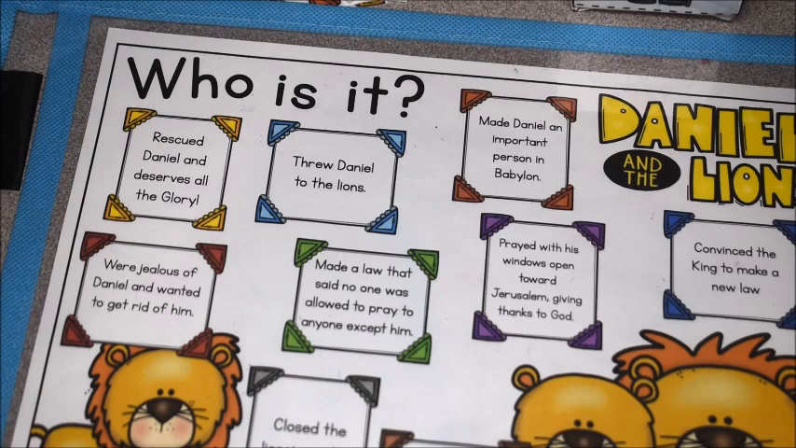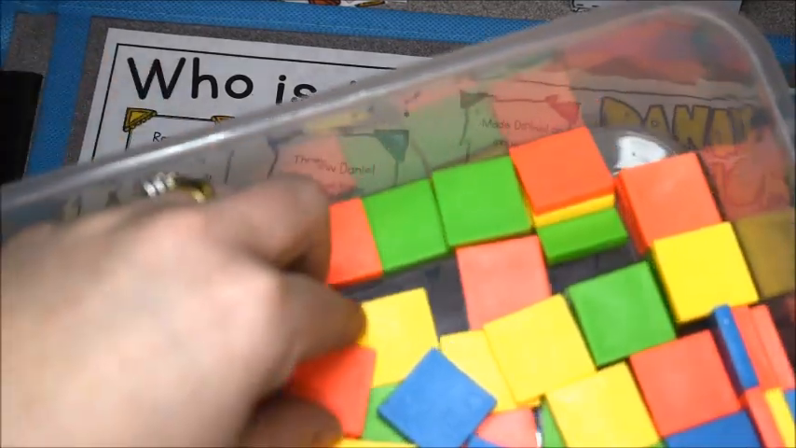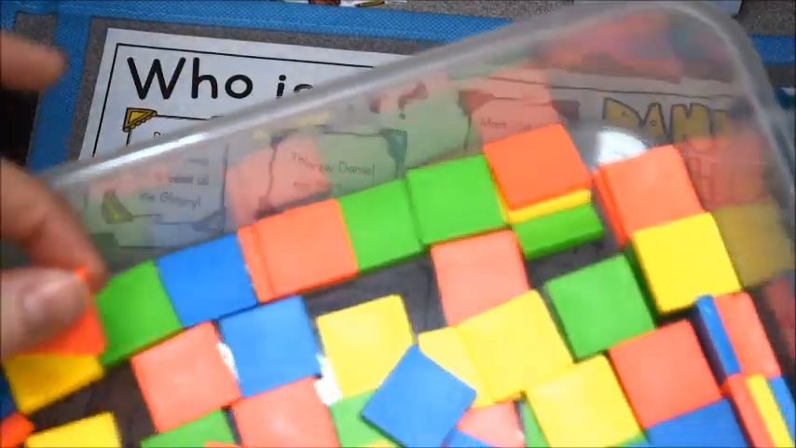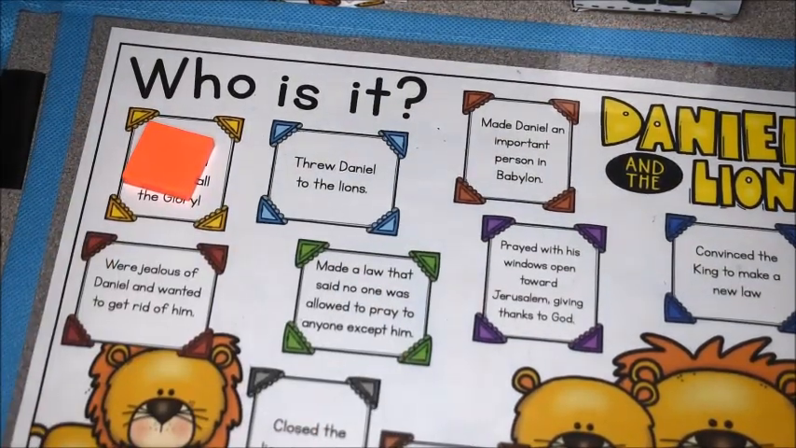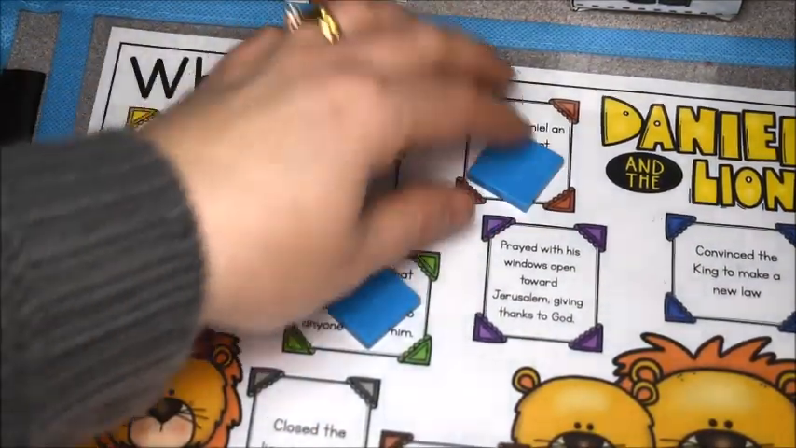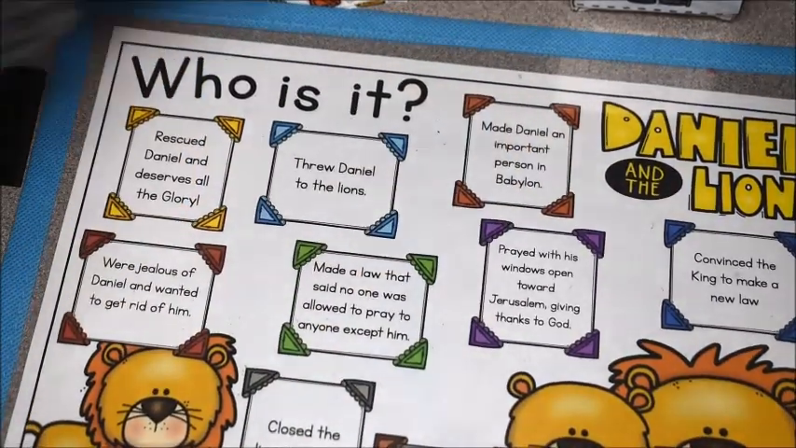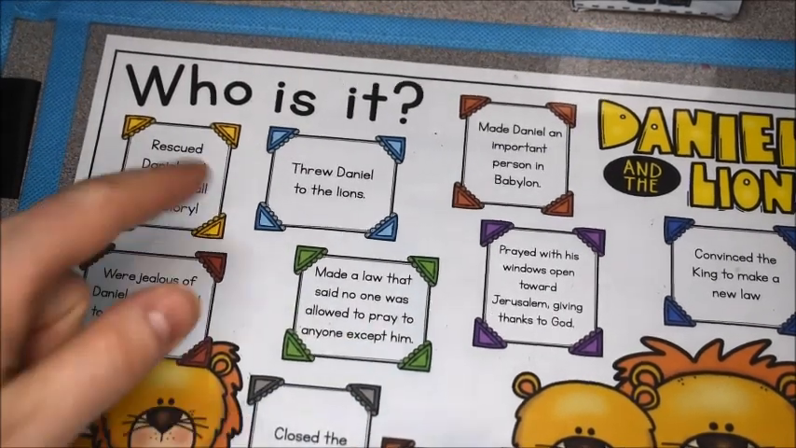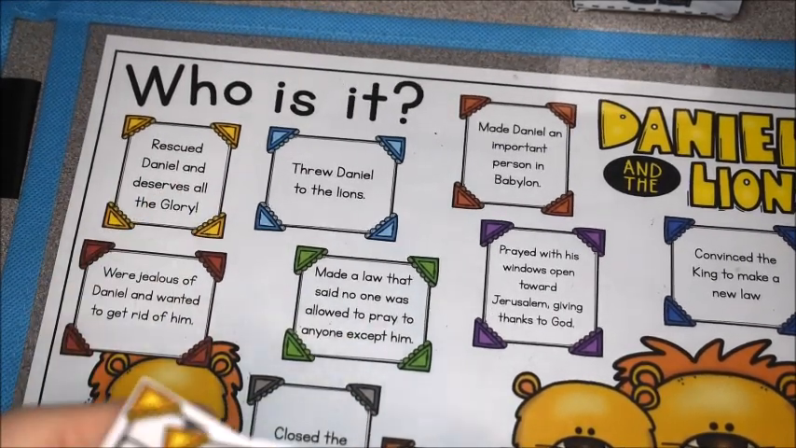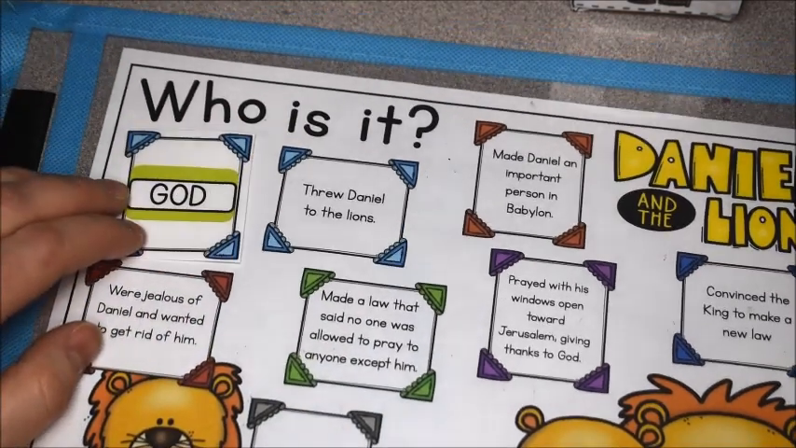So you can use manipulatives to cover up the answers. So these are little manipulatives that I have here. They're just little squares, and you can have the children use those to cover up their answers. So basically they would just roll and then they would continue to cover up their answers with these little manipulatives. Or you can use the story cards that I have. And once they found their answer, so here's something God did, they would find a card that says God. They would cover it up like that.